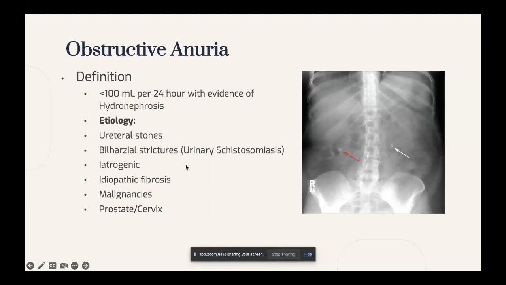These can be treated with antiparasitics. Other causes include iatrogenic causes, idiopathic fibrosis, and malignancies that are invasive and invade into the ureter or the renal pelvis, which usually causes unilateral obstruction, not bilateral, but there are some cases that cause bilateral obstruction. Also, the prostate or the cervix can cause an entire or a very long sequence of obstruction.